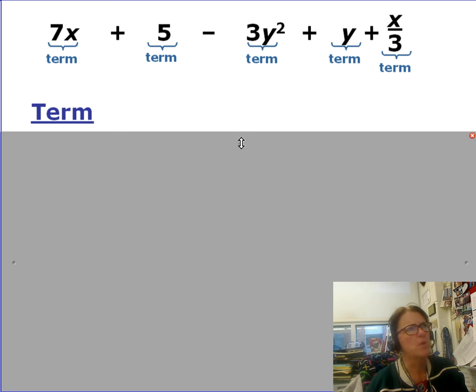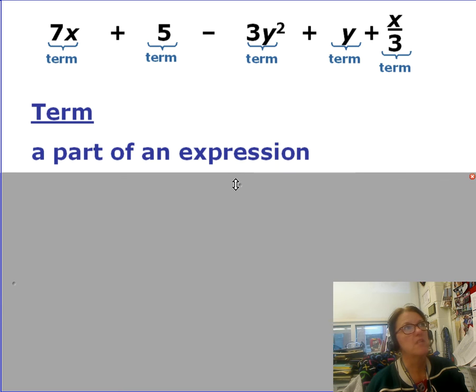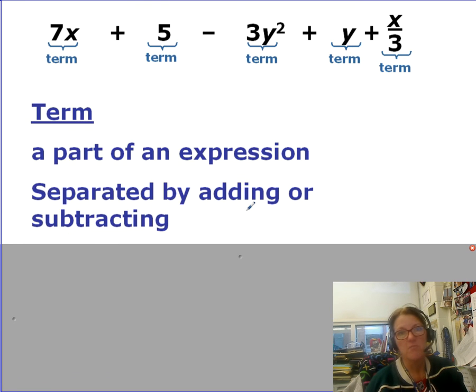So how would we define what a term is? Well, a term is part of an expression, okay? So this is part of this big giant expression, and they're separated by either an addition or subtraction sign. Not multiplying. See, like multiplying is happening in between the 7 and the x. They're not separated as different terms. They're together as one term. So we just look for add and subtract symbols, and that's what separates each term from each other. Okay? That's what a term is.